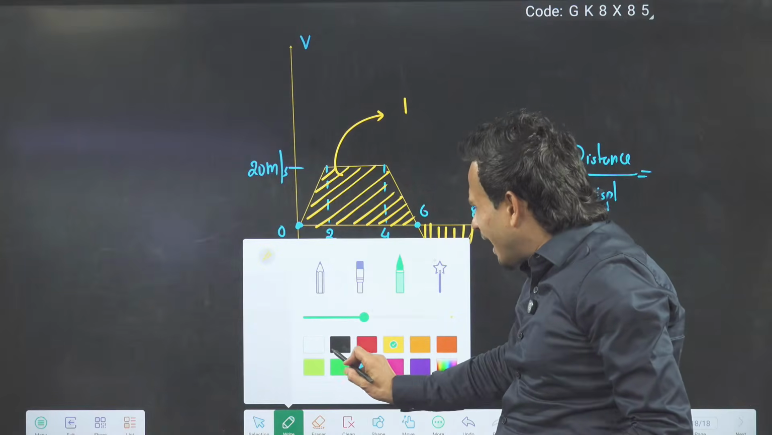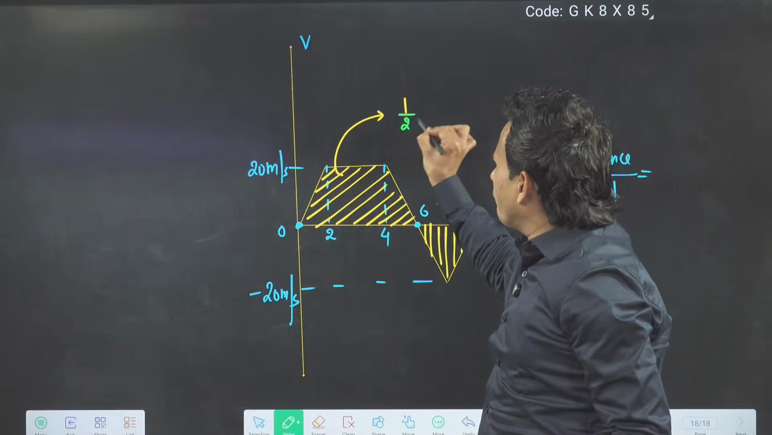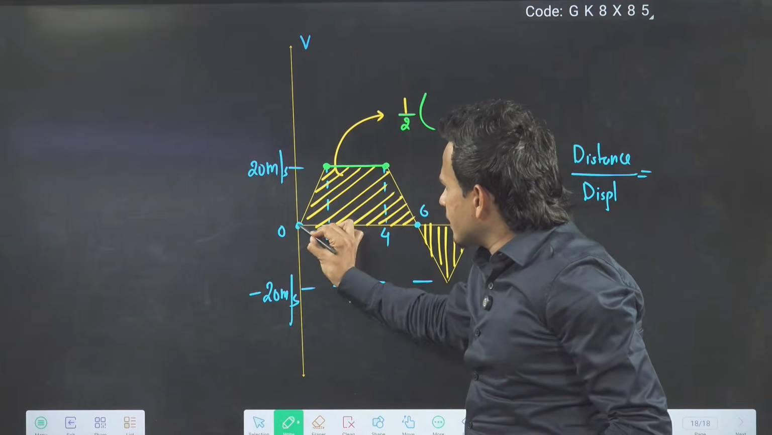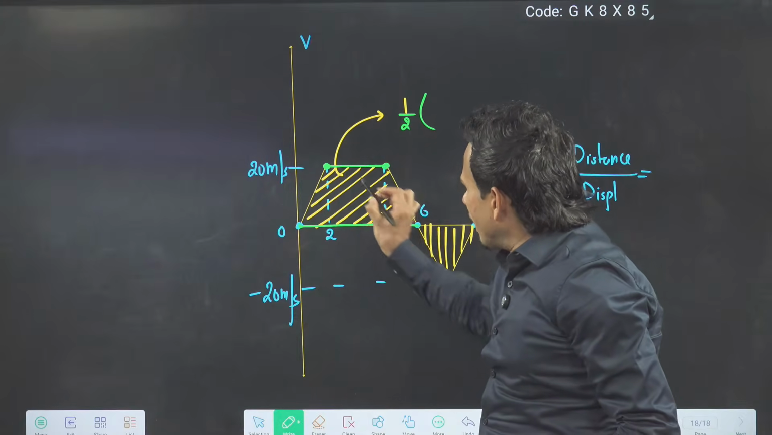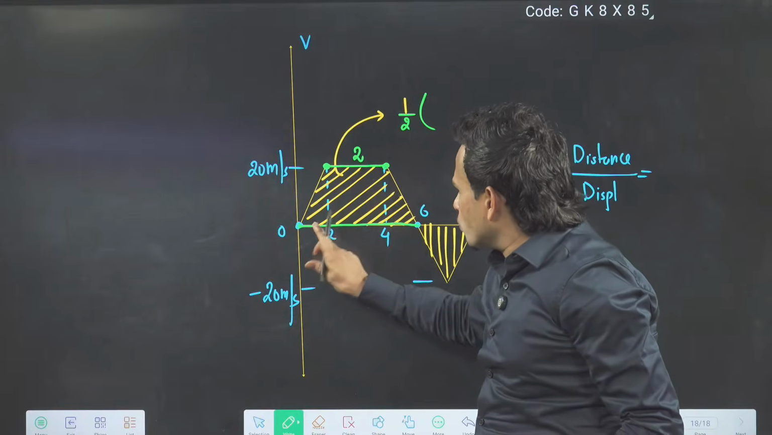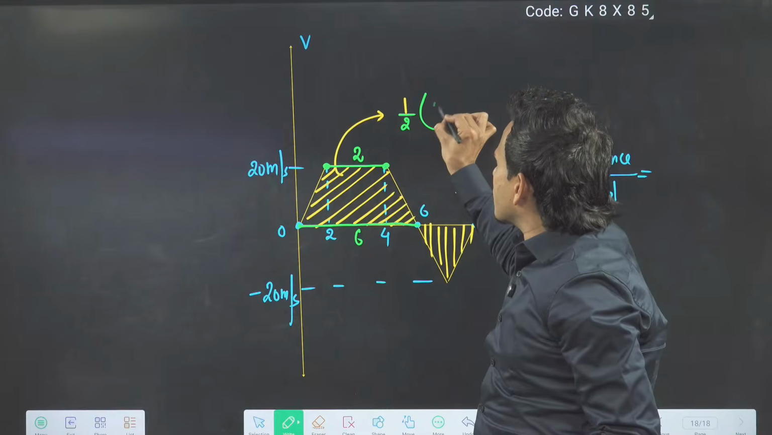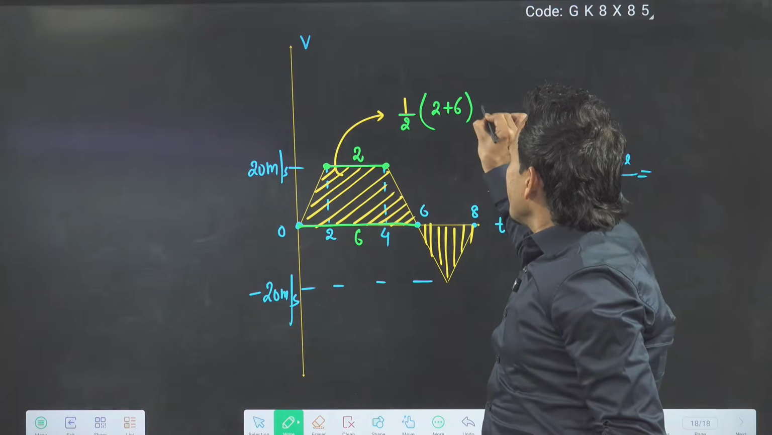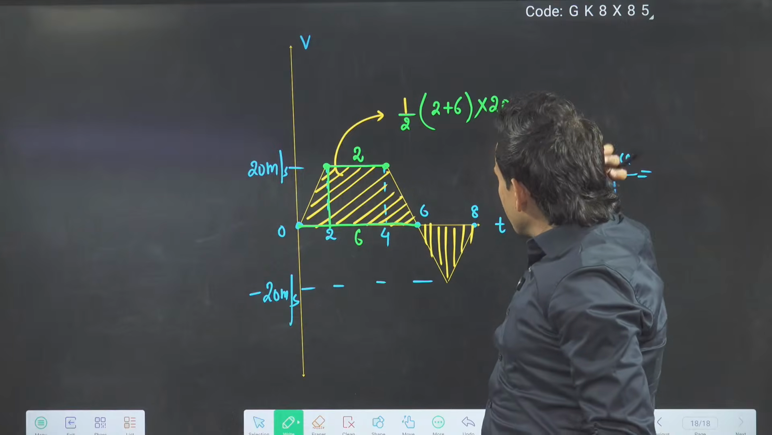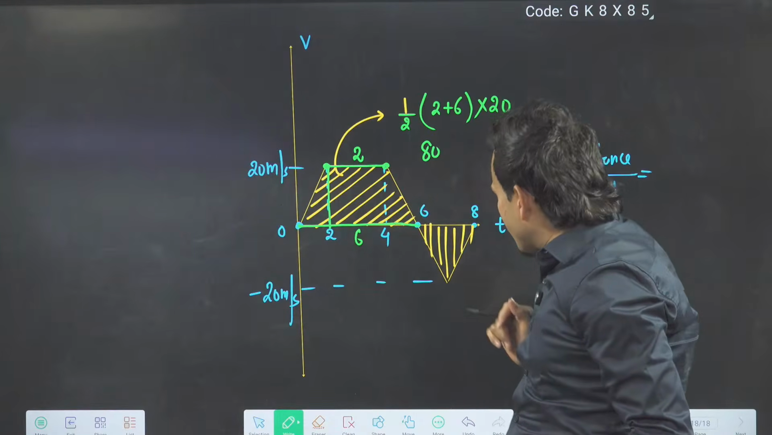That's why I told you the direct formula for the area of a trapezium: half into the sum of parallel sides into height. This is one parallel side, this is another parallel side. One parallel side is from 2 to 4, so it is 2. The other parallel side is from 0 to 6, so it's 6. Height will be 20, so this will give you ultimately 80. Above area is coming 80, sir.